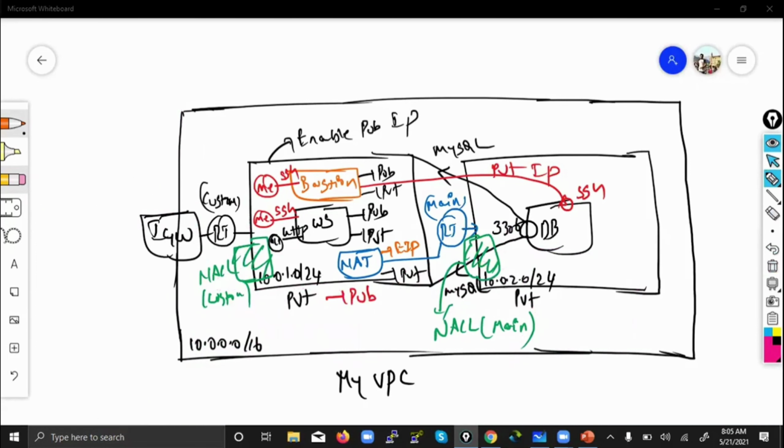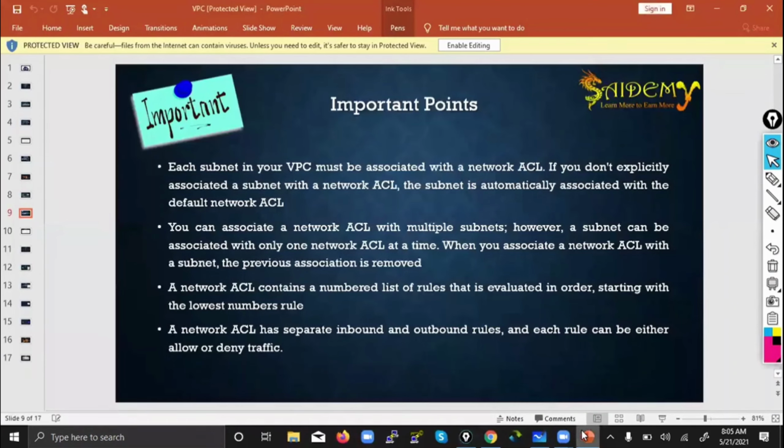So don't always memorize hard things. Just go with the concept, so that no matter how big a question they ask you, you can answer simply if you know the concept. The same thing they have mentioned here. Each subnet in your VPC must be associated with a NACL. That means it's compulsory: every subnet should be associated with a NACL.